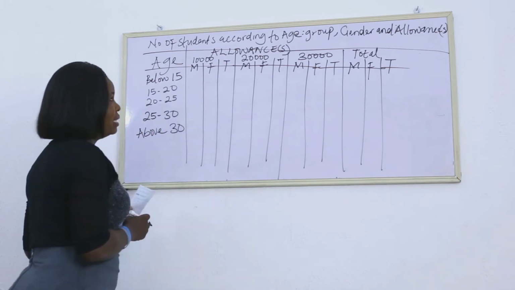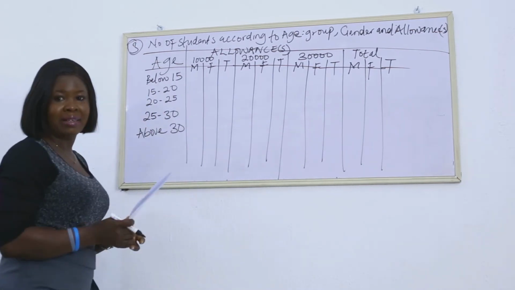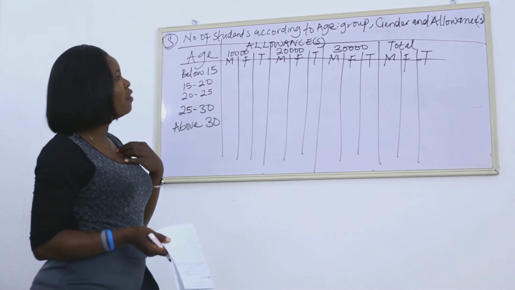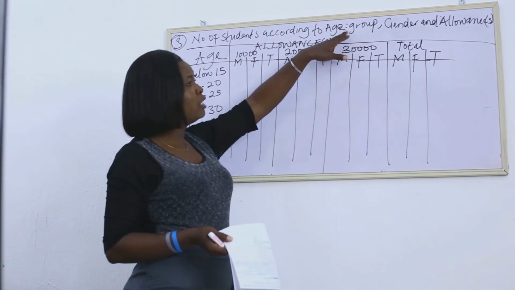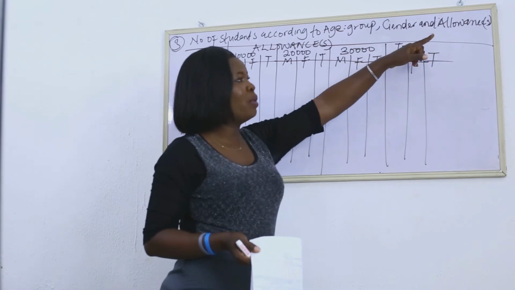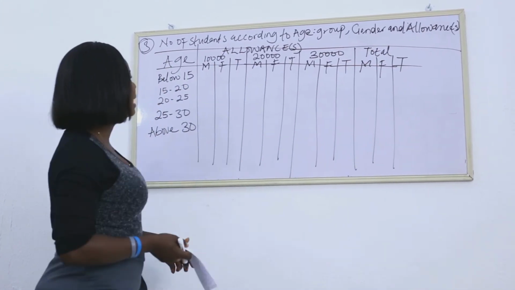So what am I saying? This is a 3-way table. It's a table that shows 3 or more characteristics, but for this table we have just shown 3 characteristics. The first characteristic that we have shown is the age group of the students. We have also shown their gender, and we have also shown the allowance that each student is entitled to.